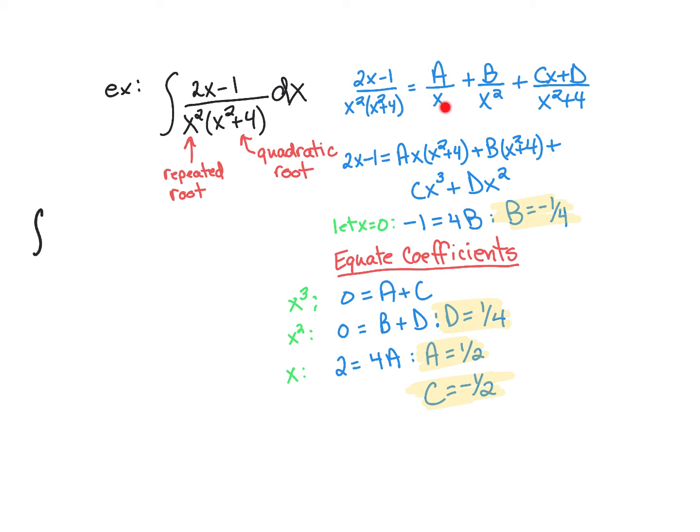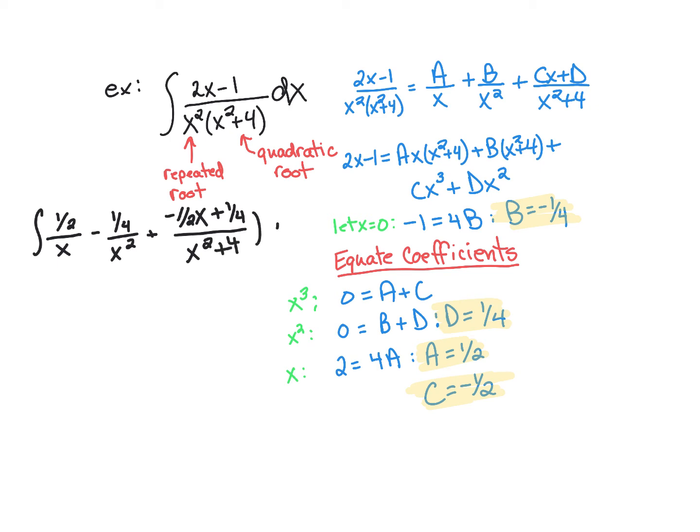This one will be a logarithm because A is a constant. This one will be x to the minus 2, which is just a power rule. Then I'm going to split the cx and the d into separate fractions. So my c is minus 1/2, so I'm going to get minus 1/2 x, which, okay, we'll put it together and then we'll pull it apart.